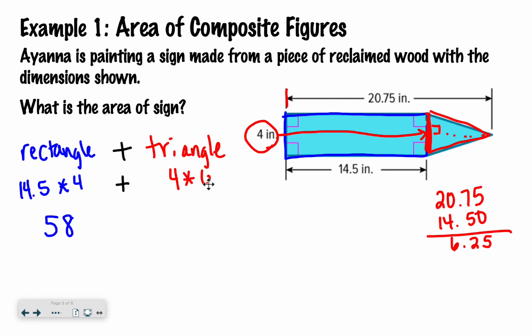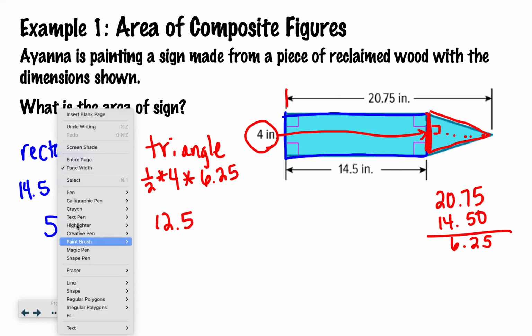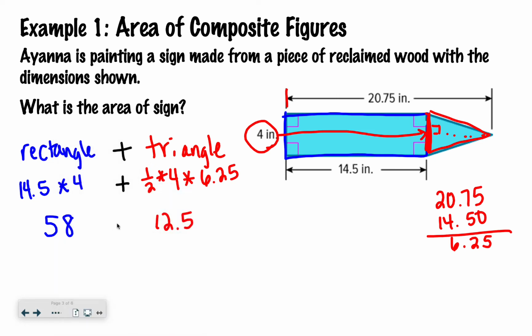Okay, so my height of the triangle is 6.25. Here's my base, here's my height. And then for a triangle, you also multiply by 1/2. So if I say 1/2 times 4 times 6.25, I end up with 12.5. Okay, so now I've found those two areas separately, but those two areas added together make my entire shape.